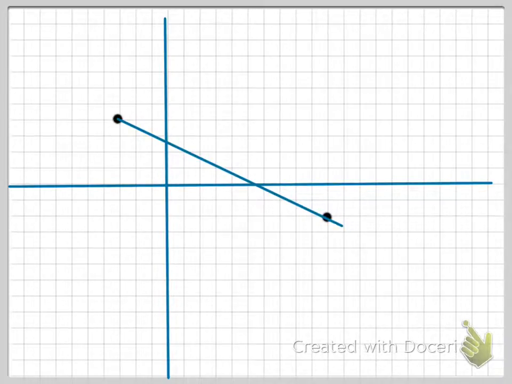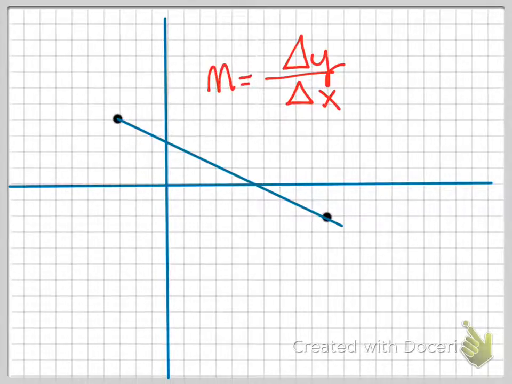All right, I am trying to find my change in y over my change in x. Change in y over the change in x. So how do I find my slope? I just calculate how much I changed my y values and how much I changed my x values. Let's take a look at what those values are.